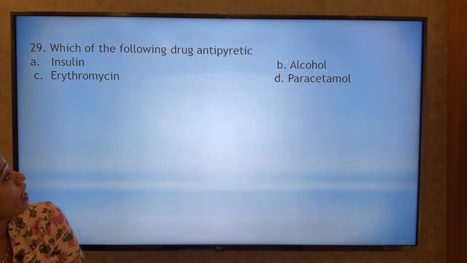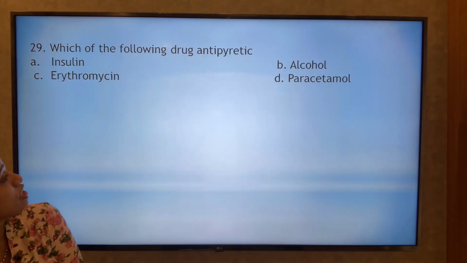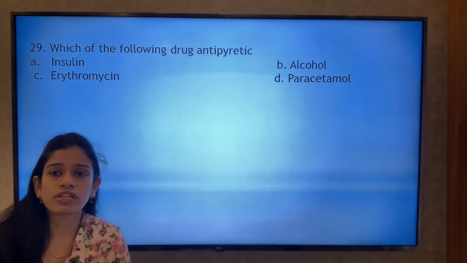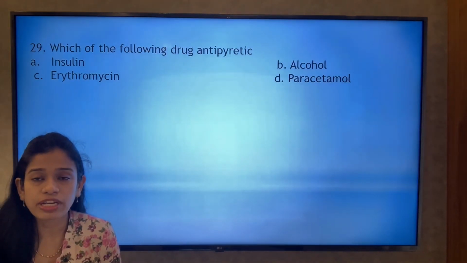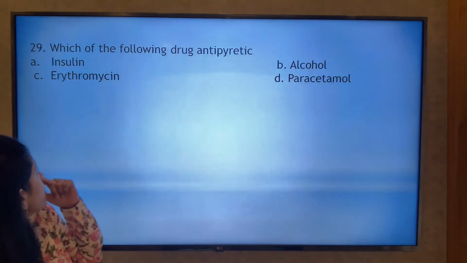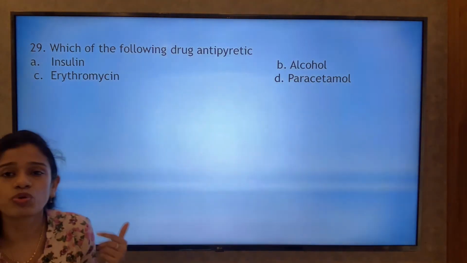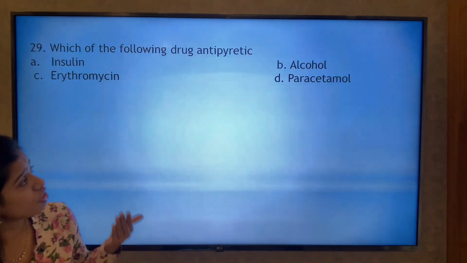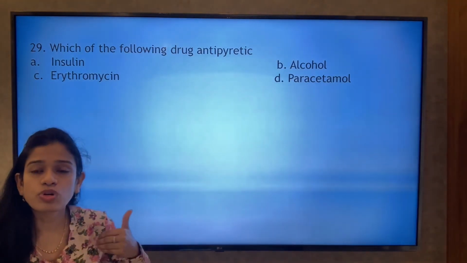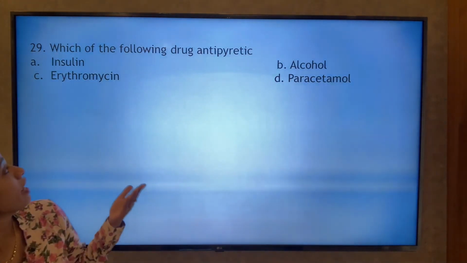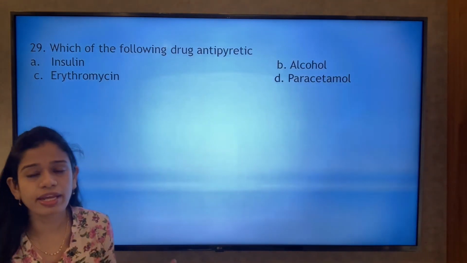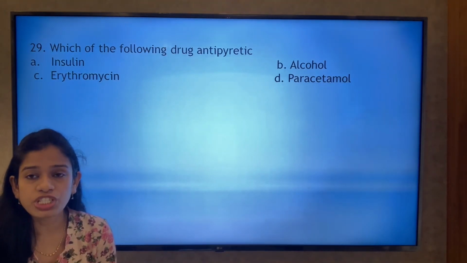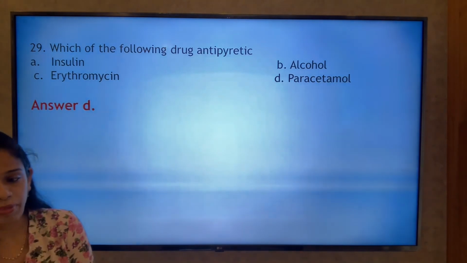Which of the following drugs is antipyretic? Is it insulin, alcohol, erythromycin or paracetamol? Now which of the drugs is antipyretic, that is helps in the reduction of fever? Insulin is generally used for a diabetic patient. Alcohol is mostly used as an antiseptic. Erythromycin is an antibiotic, whereas paracetamol is an antipyretic. So it is option D, that is paracetamol is antipyretic.